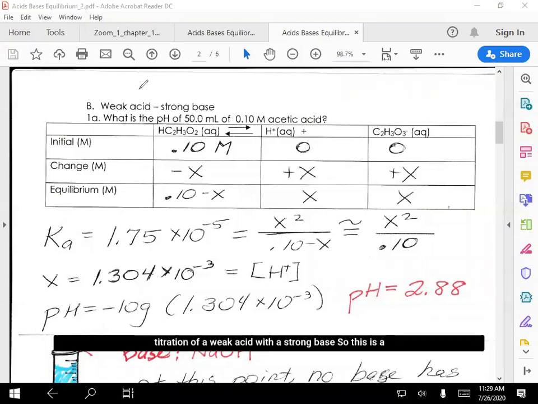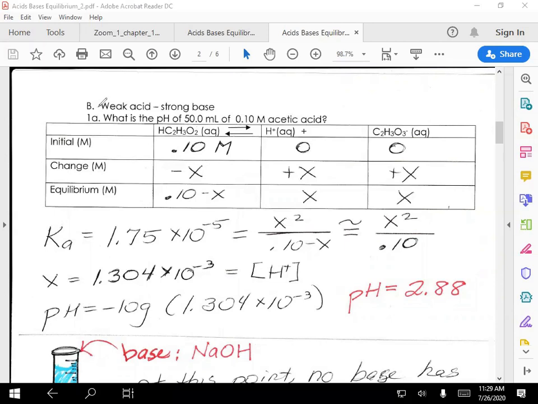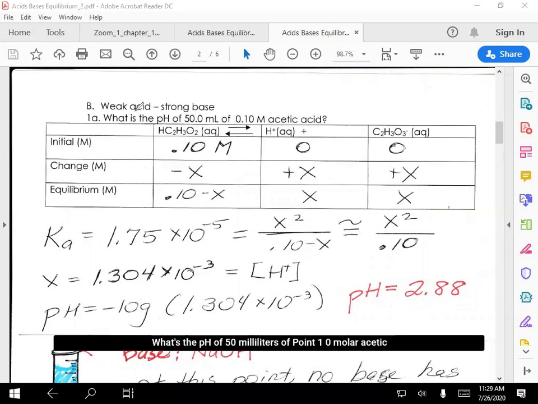Titration of a weak acid with a strong base. So this is a multi-part problem. We're on 1A. What's the pH of 50 milliliters of 0.10 molar acetic acid?